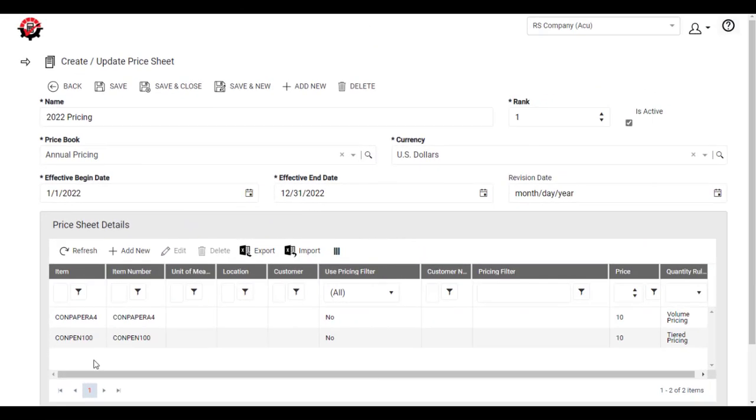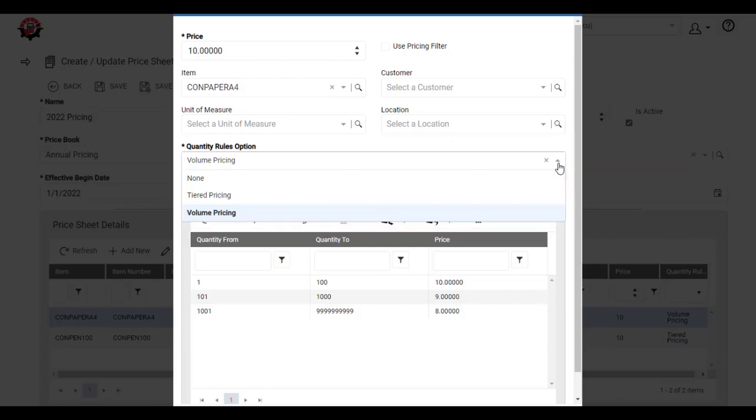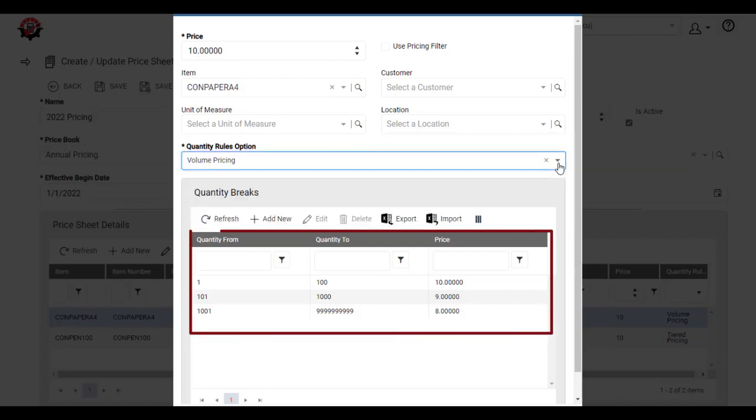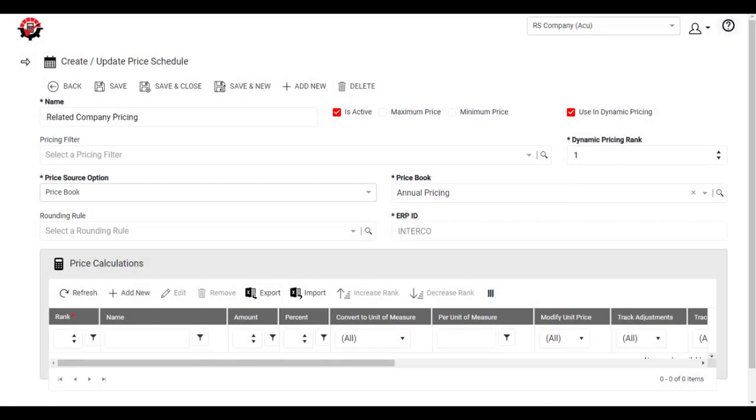Setting this up in RPM is super easy. Create a price sheet with the information, and in the details, select whether you want volume or tiered, and then enter your quantity breaks. Base the price schedule on the price book, and you're ready to go.